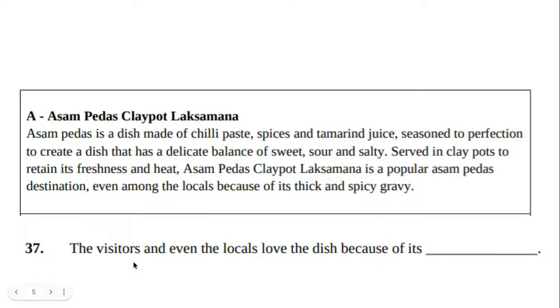Now, the visitors and even the locals love the dish because of its, nampak tak macam lebih kurang sama kan maksud dia tu. Tapi mungkin ayat dia macam tak sama. Tapi sebenarnya maksud dia lebih kurang je. Because of its, tapi tak boleh tulis thick and spicy gravy ni, you kena ambil satu je kan. You will only choose one. So, thick and spicy is actually the adjective. You have to choose the noun, kata nama. Which one yang kata nama dekat sini? It's gravy. So, jawapan dia adalah gravy. Gravy is actually kuah. Kuah yang kita cicah tu kan. That is actually gravy.